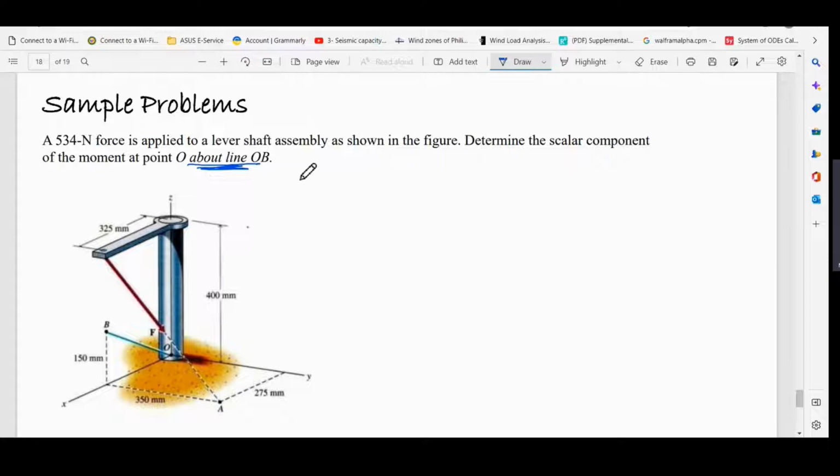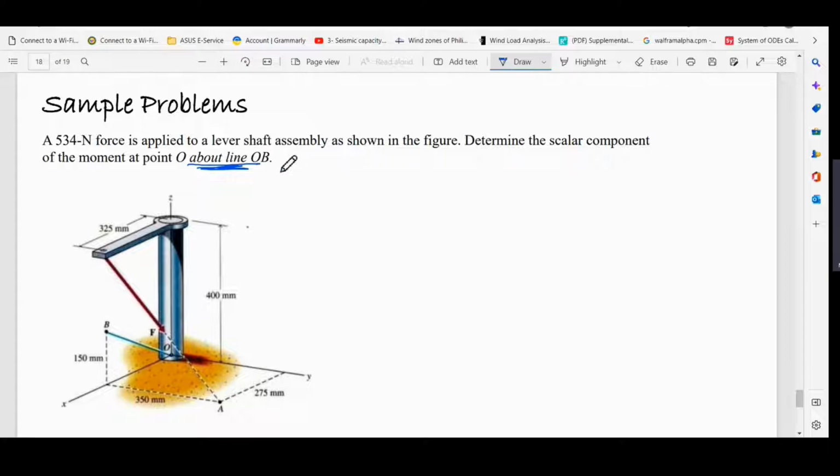Okay? So, this is the application of a scalar triple product. Our force here is 534 Newton. Okay, so this is a lever, and then ito yung shaft. So, this one is used to siguro tighten or loosen yung ating shaft here. So, kaya nag-apply sila ng certain force, which is equal to 534 Newton. So, kailangan lang natin i-determine yung moment of this force at point O in the reference of line OB. Dito yung ating axis ngayon.